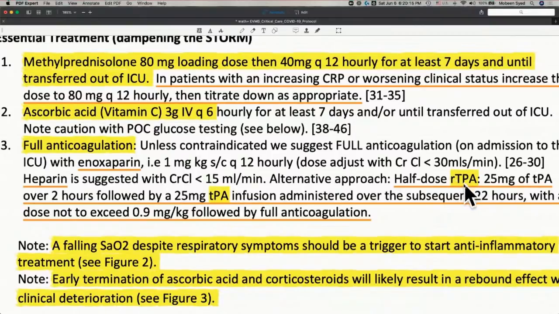Alternative approach. So if you don't want to do this, enoxaparin or heparin, then if you see here, this is the recombinant TPA, the tissue plasminogen activator. So give that. So 25 milligram of TPA over 2 hours, followed by 25 milligram of TPA infusion. So this is the basic structure.